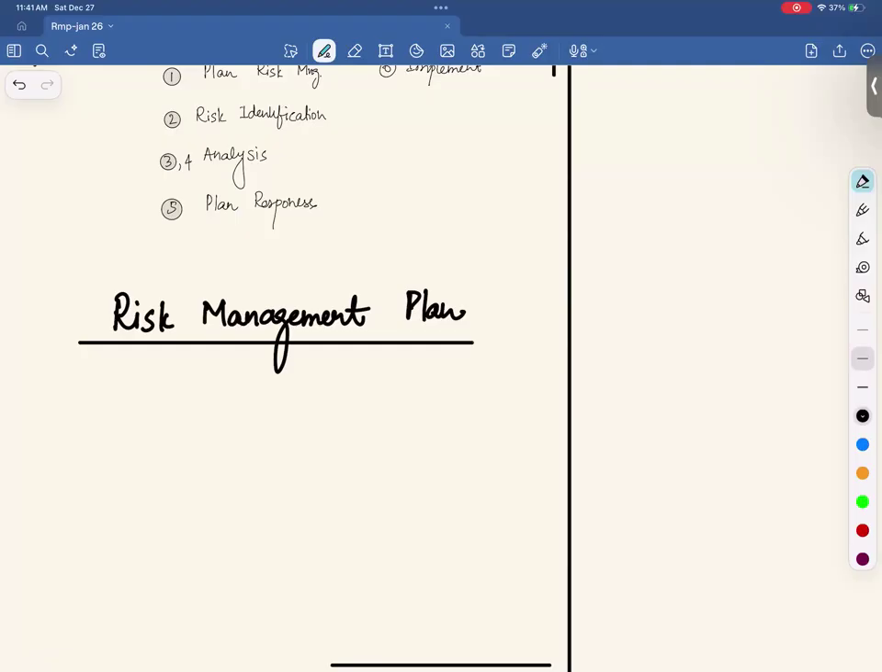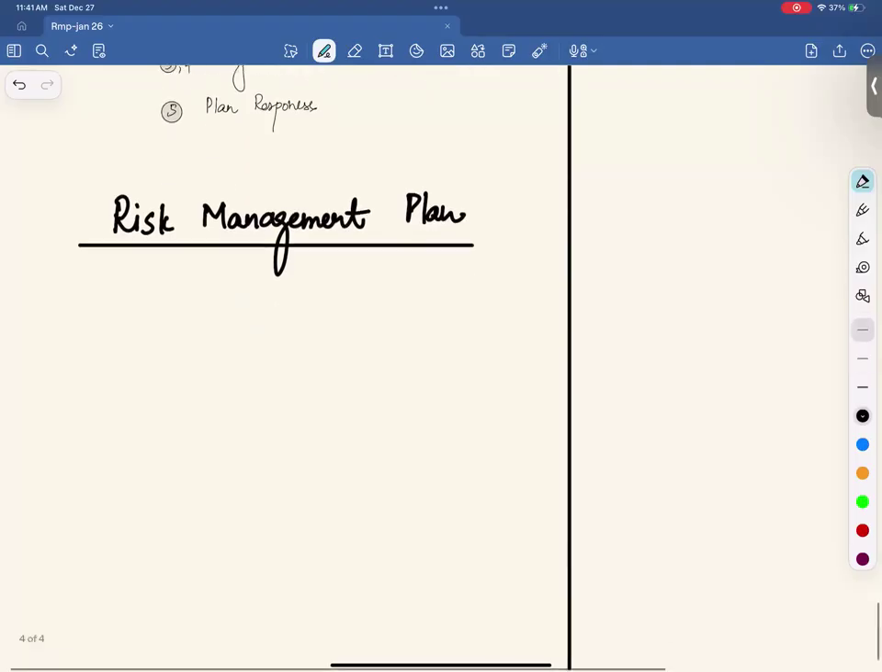What is a risk management plan? It is, yeah, go ahead. On how to do the process, so everything will be there. Perfect. How to do. It is one of the subsidiary plans.